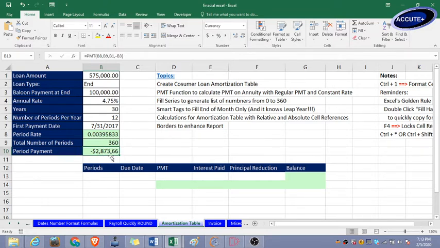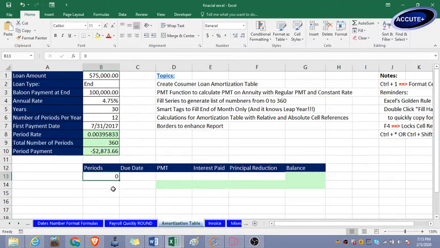Now to create the amortization table, you have to have the period, the due date, the PMT, the interest paid, the principal reduction, and the balance. So now let's create the periods. Our starting period is 0, which means the period in which you're borrowing, you're paying nothing, because that's when you're borrowing. Then our first month. Now how many months are we going to be dealing with? It's 360, the total number of periods.